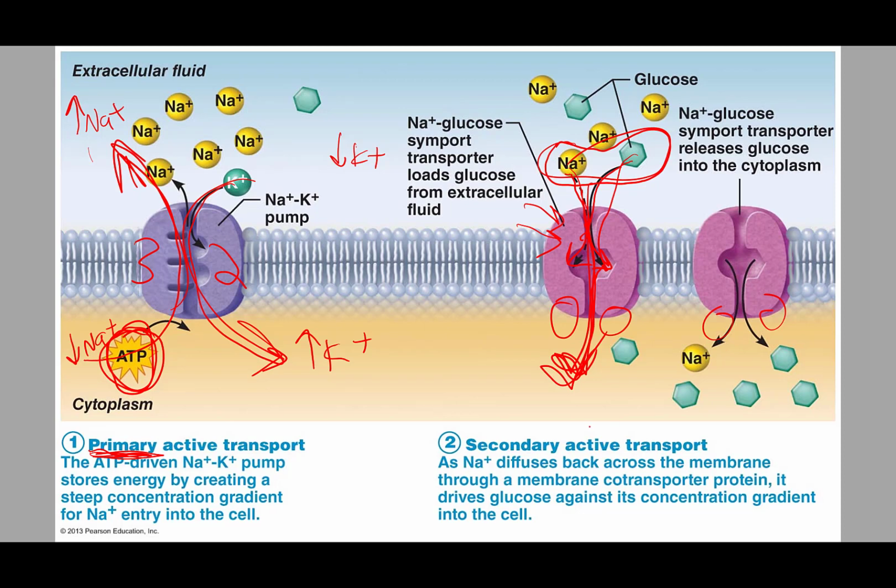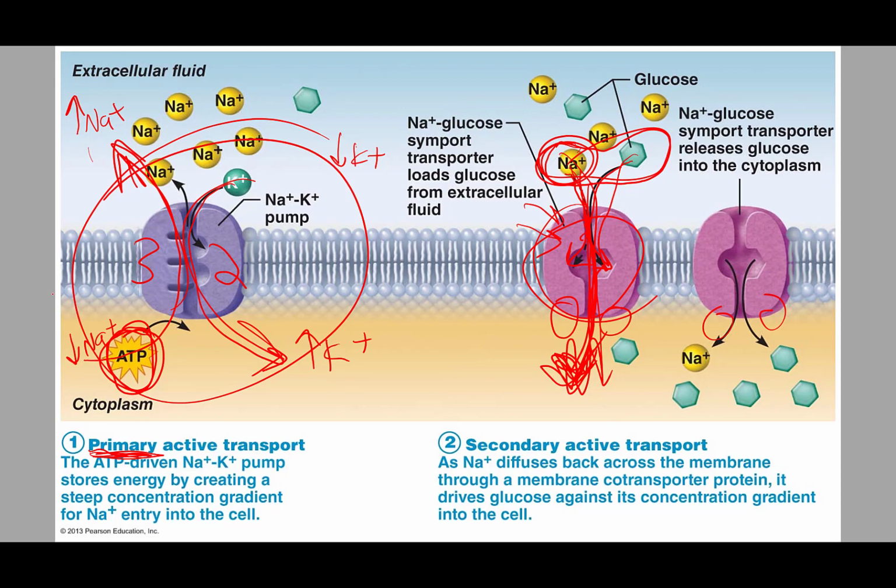Why is this considered active transport if there's no ATP being used? Well, how is the sodium able to come into the cell? It's coming down its concentration gradient. It's using a protein that doesn't use any ATP. But how is it coming down its concentration gradient? Why is there a concentration gradient even there? Because of the sodium-potassium pump.